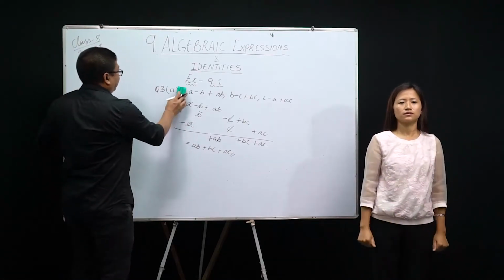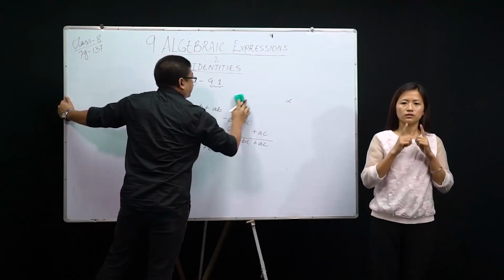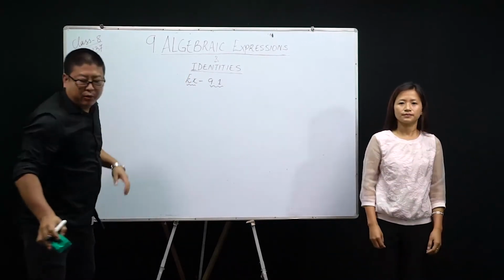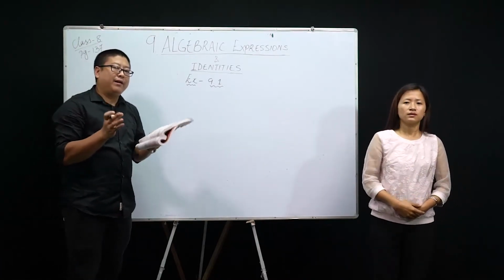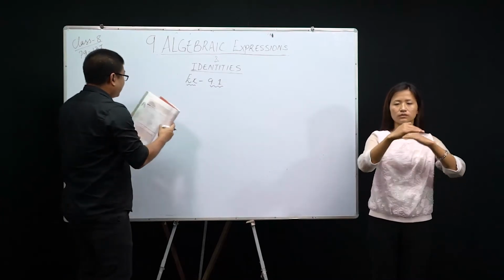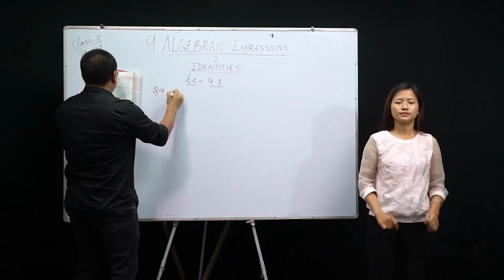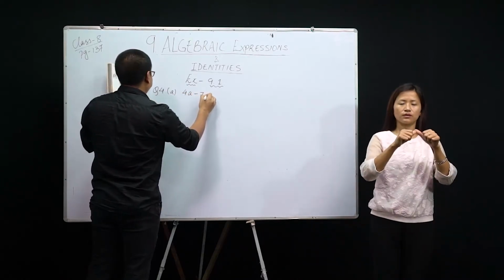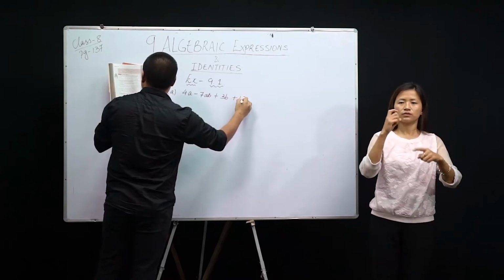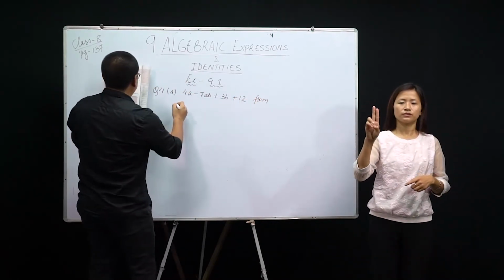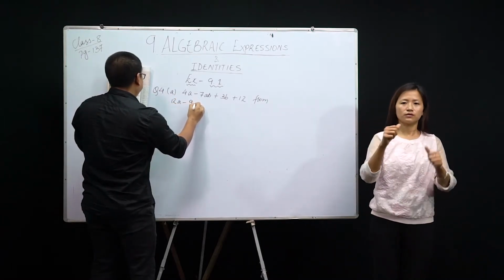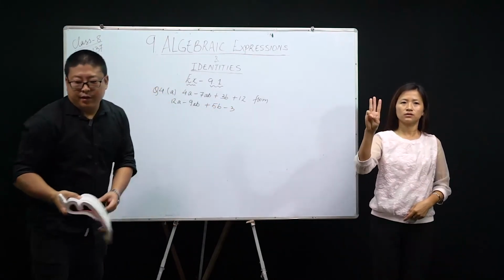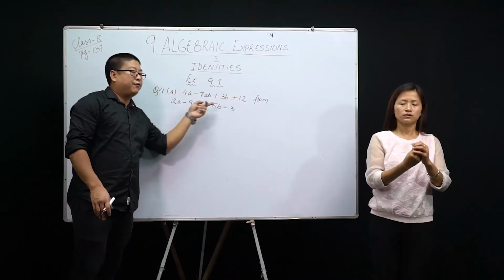So this is all about addition. You simply have to rearrange the terms in such a way that the same terms are together. So let's look at subtraction. It's all the same. The only thing you have to do is arrange the terms. So let's look at a question on subtraction. The first question, number 4a: subtract 4a minus 7ab plus 3b plus 12 from 12a minus 9ab plus 5b minus 3. So you have to subtract the first expression from the second expression.